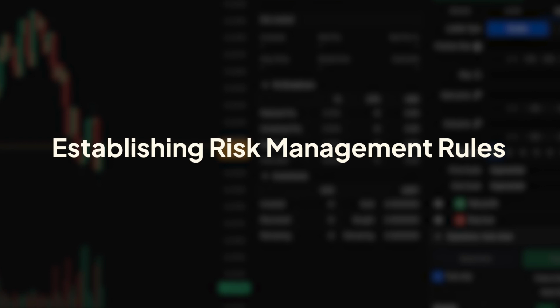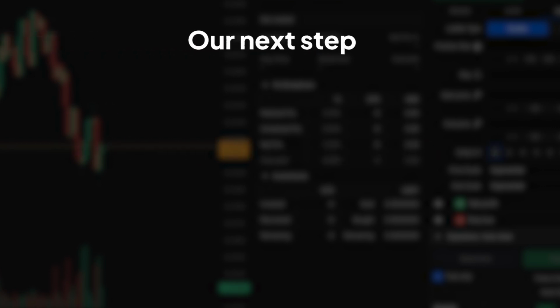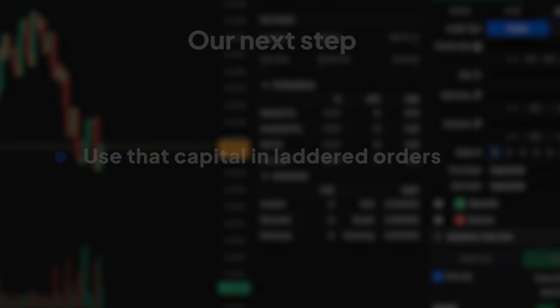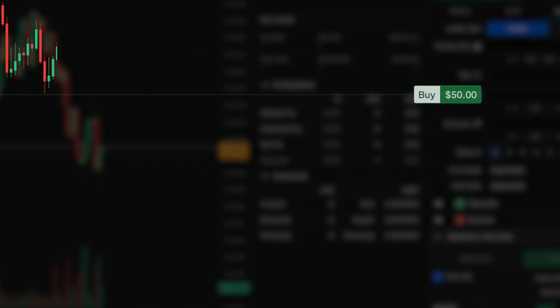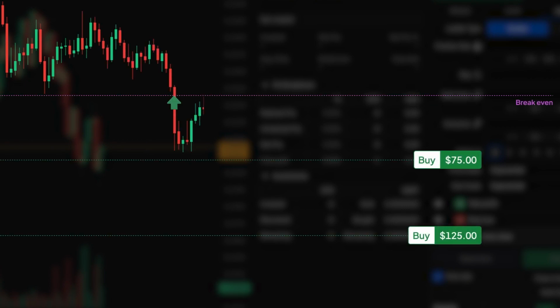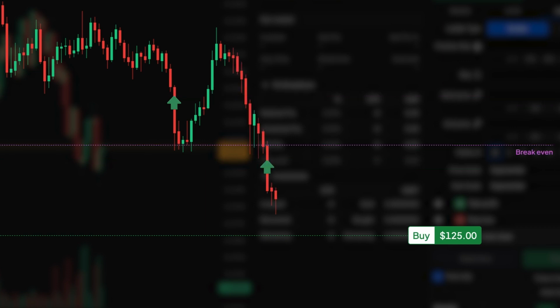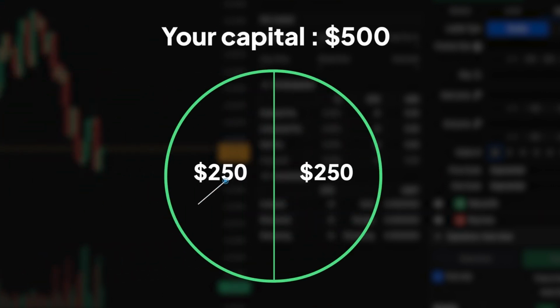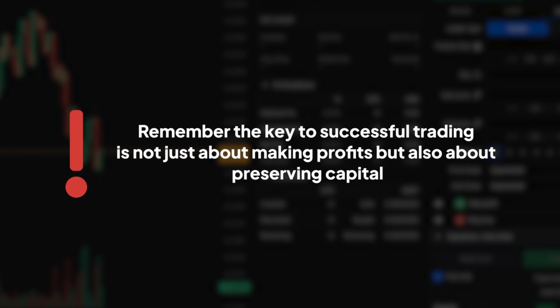Establishing risk management rules. Once you've figured out how much capital you're comfortable risking, the next step is to use that capital in laddered orders. Earlier, when we talked about using a ratio of your funds, you want to split the funds into a ratio so that you still have some funds left in case of a bad trade. To establish effective risk management rules, consider setting exponential order sizing. For example, you might decide to follow the previous concept and use half of your total trading capital in the laddered order. Remember, the key to successful trading is not just about making profits, but also about preserving capital.